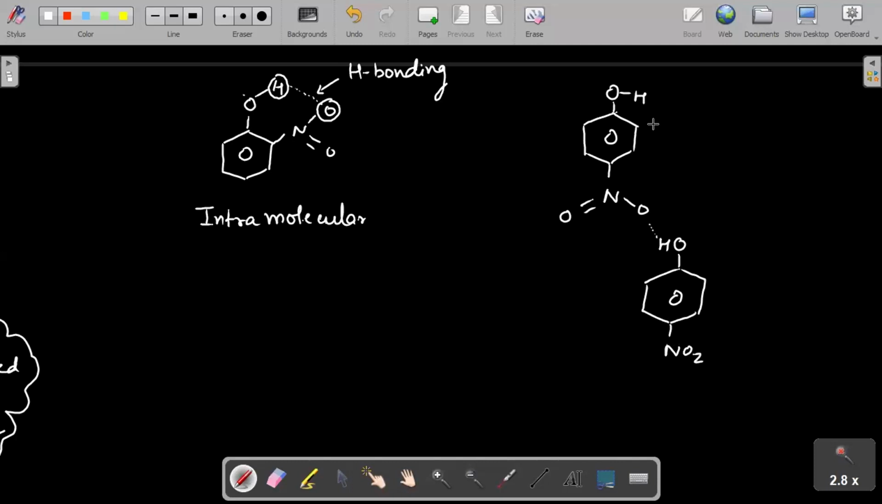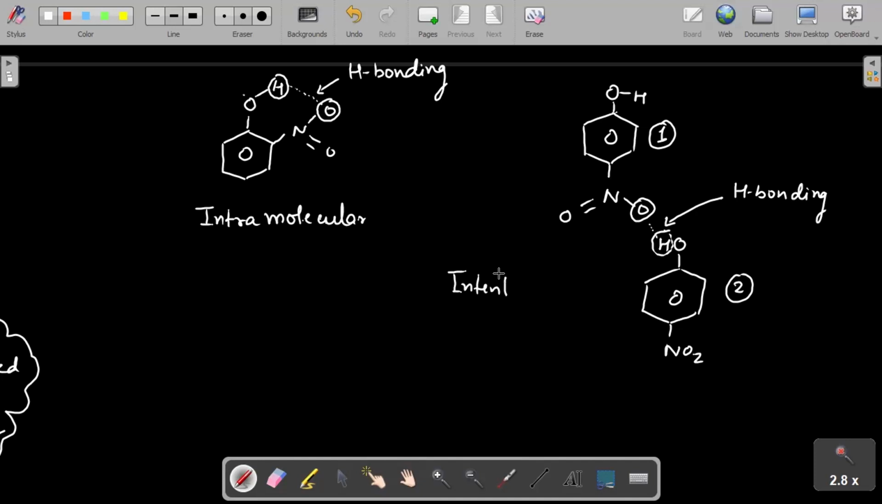Like this is molecule number 1, this is molecule number 2. So the two molecules are attracted here. You can see oxygen and hydrogen. So there is a hydrogen bond. Now, this type of bonding is known as intermolecular.